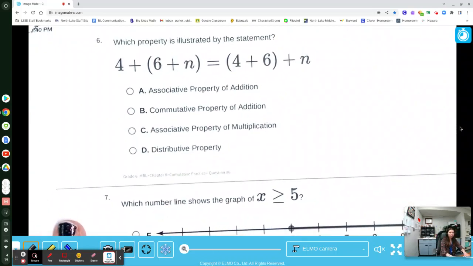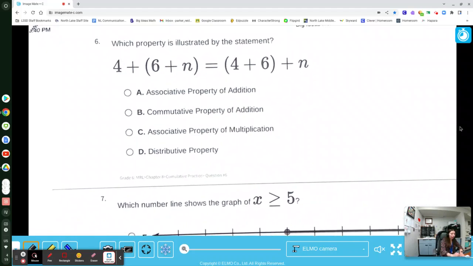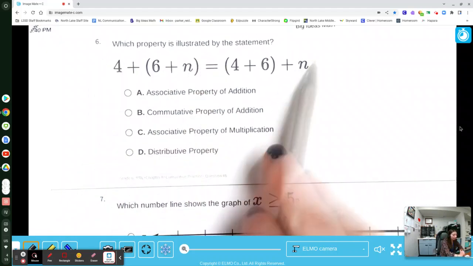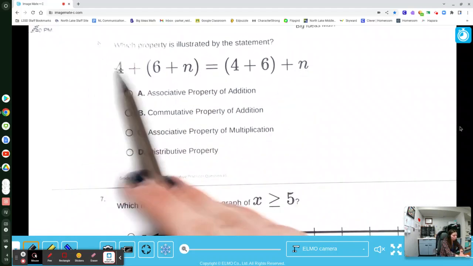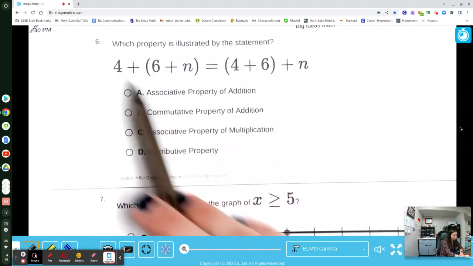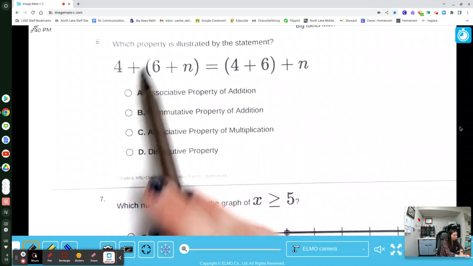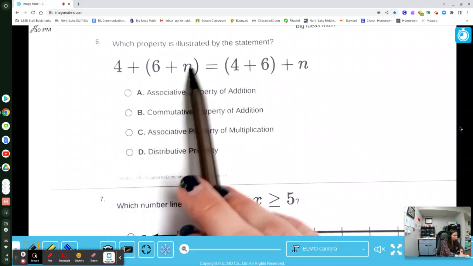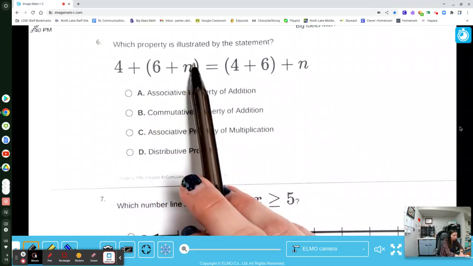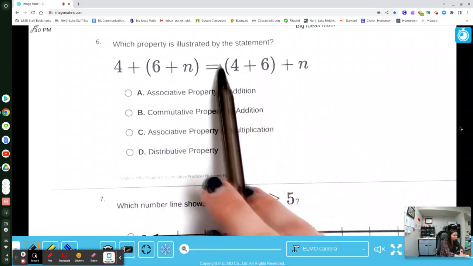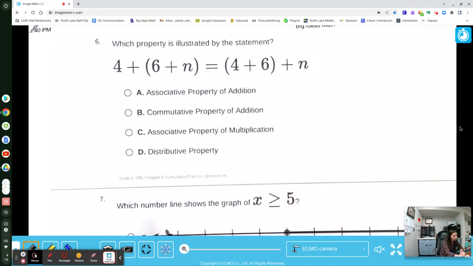Number 6, which property is illustrated by the statement? So I want to see what changed from the left side to the right side. Well, 4, 6, n, they're all still added in the same order, 4 plus 6 plus n, but where the parentheses were moved, the grouping symbols were originally around the second and the third number, and now they're around the first and the second. So the grouping symbols moved, and that refers to the associative property.